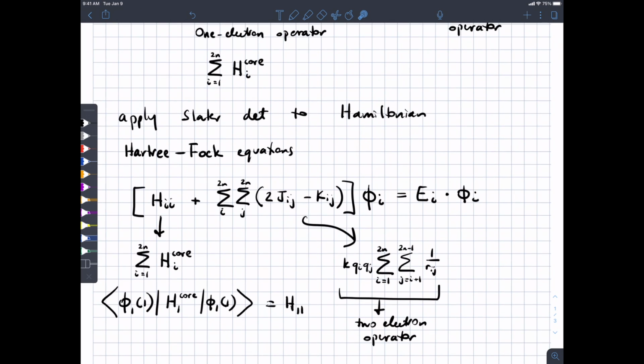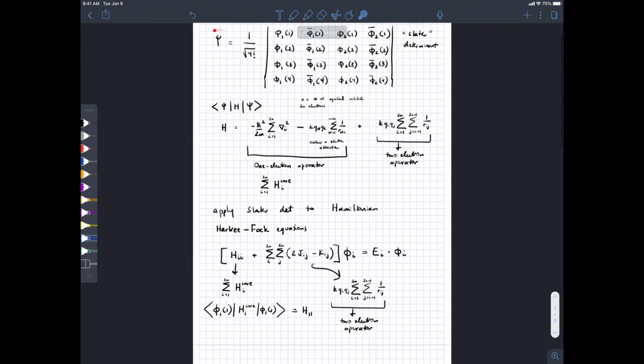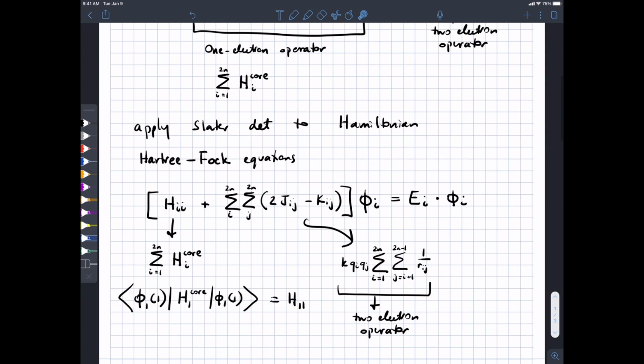So in the Hartree-Fock equation, instead of dealing with the overall molecular wave function, when we apply the Hamiltonian to that wave function, we actually can separate out the individual 1 electron wave functions. So this term H_II represents the core Hamiltonian applied to the wave function for electron I.